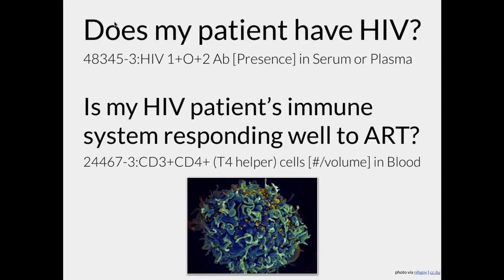Say in a laboratory context, in your head you might think of a question like, does my patient have HIV? And that's represented as a particular test, in this case a test for HIV represented as presence-absence. You might also think of a question like, is my HIV patient's immune system responding well to ART? Here you're thinking about a CD4 count measurement. And this too is represented by a particular code in LOINC.